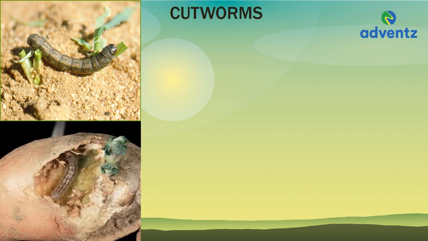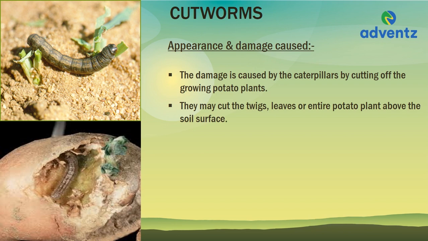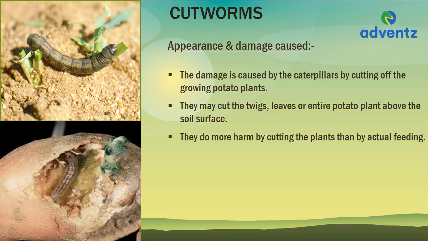The next pest is called cutworms. What is the appearance and damage caused by cutworms? As you can see on the screen, the cutworms look like caterpillars. The damage is caused by the caterpillars by cutting off the growing potato. They may cut twigs, leaves, or the entire potato plant above the soil surface. They do more harm by cutting the plants than by actual feeding.